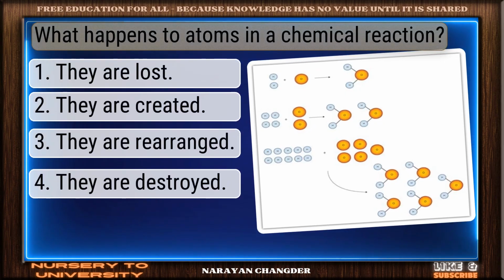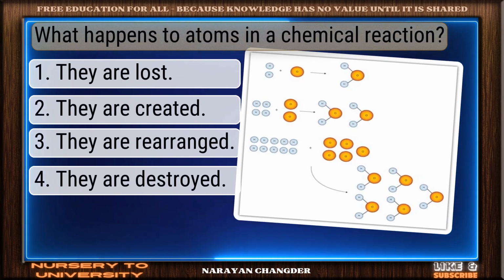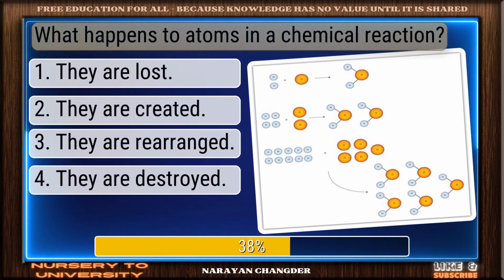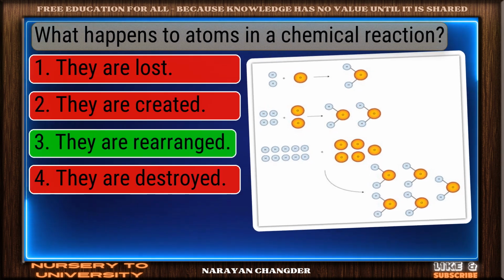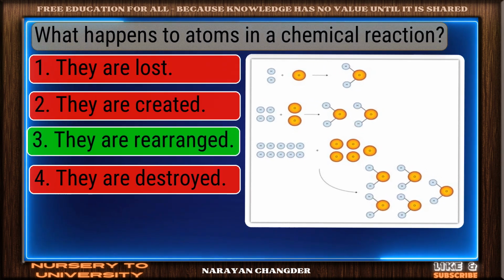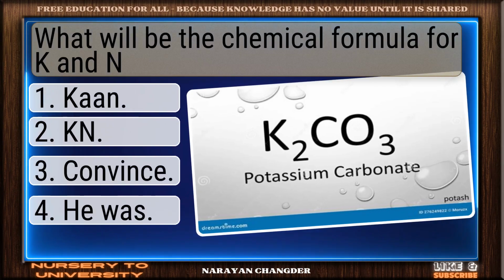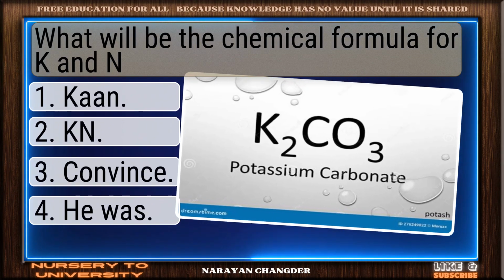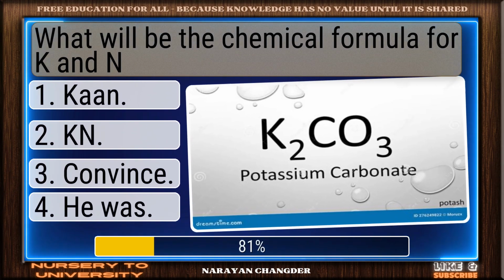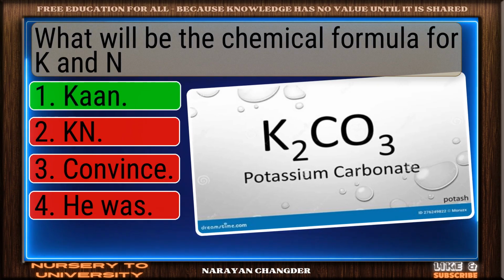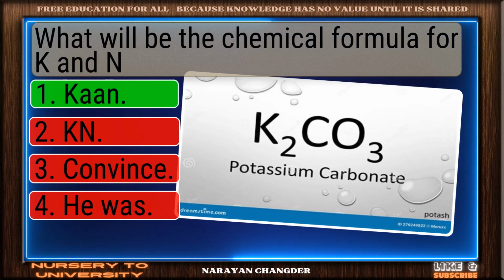What happens to atoms in a chemical reaction? Well done. They are rearranged is the right choice. What will be the chemical formula for K and N? Perfect. KN is the correct choice.